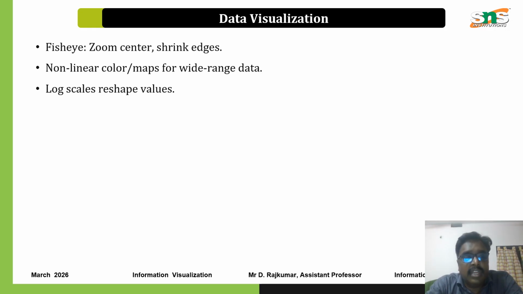In data visualization, we use fisheye and zoom centers, which are used to shrink different ranges. It is also used in non-linear color maps for wider data ranges, and in non-linear shape representations. Next, log scales reshape the value representations. All these concepts come under data visualization, which represents a collection of data in a single representation, which is very useful for taking strategic decisions.